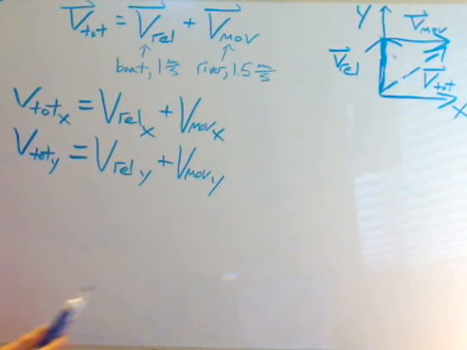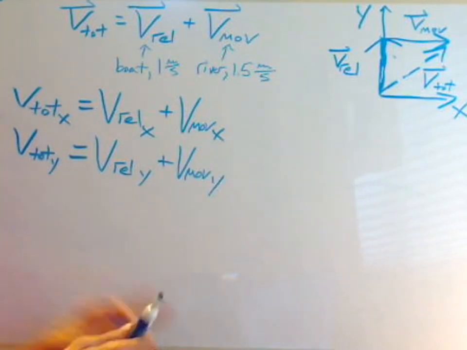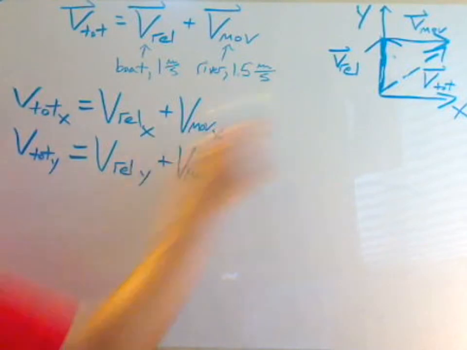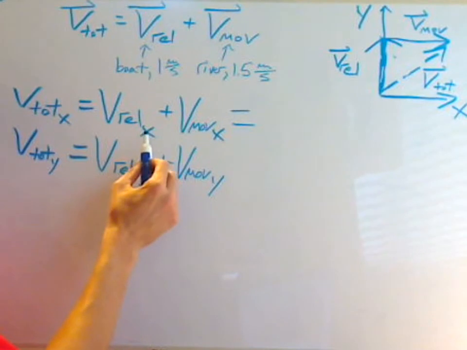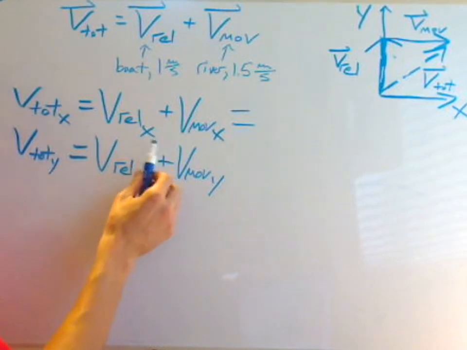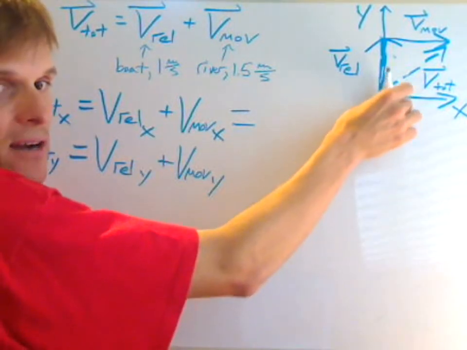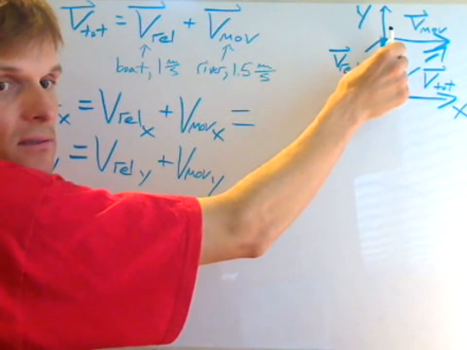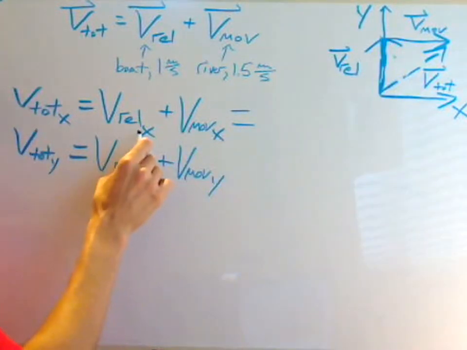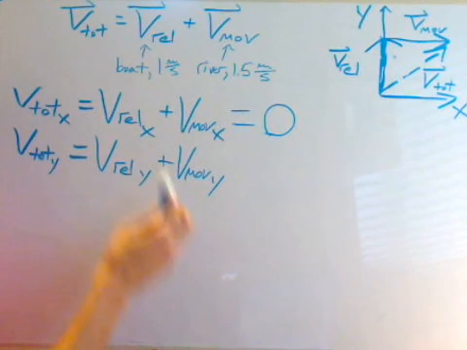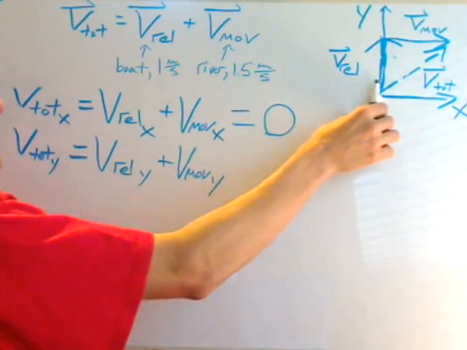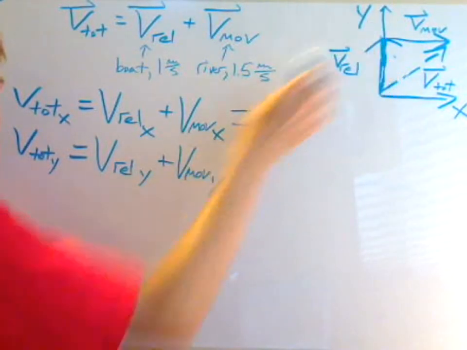So now all we need to do is figure out what the x and y components of these are. The setup for this problem is relatively simple. We don't even have to resort to cosines and sines because we can just pick them off the plot. So v relative, remember, is the boat velocity, and the boat velocity is entirely in the y direction. So its x component is 0, because the motion is entirely in the y direction for this one.